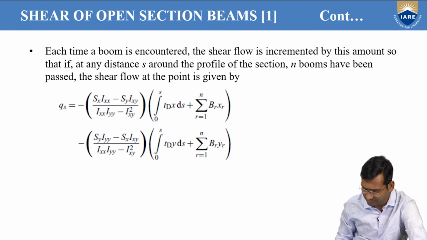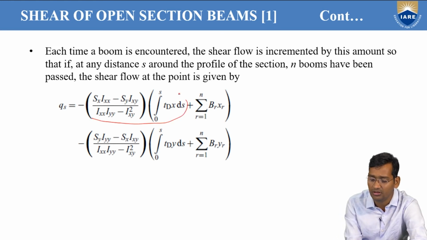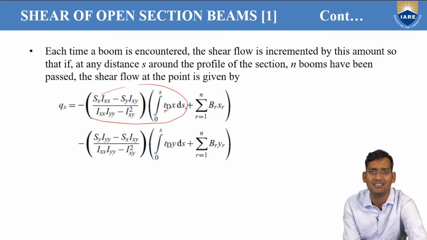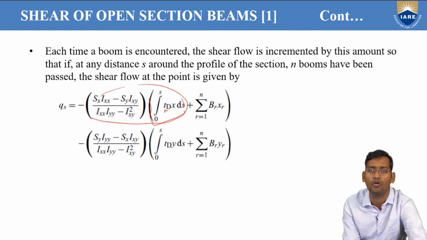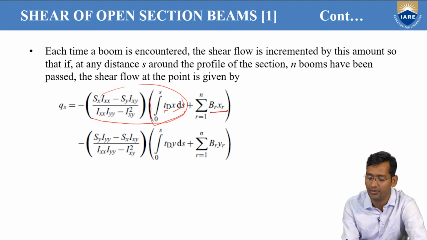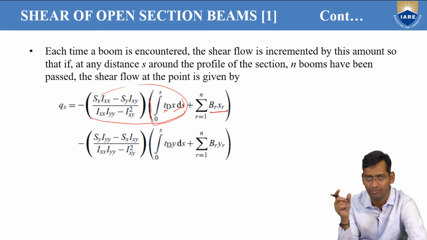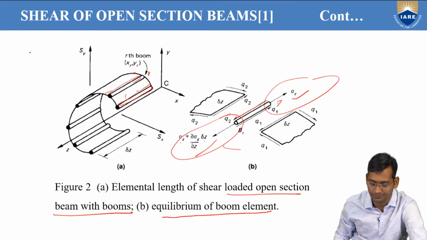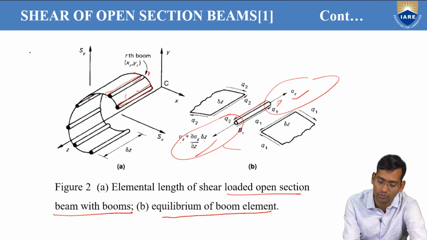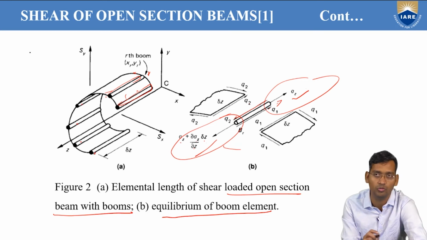So just see here, these things will be the same, because the t_D x ds and t_D y ds terms will also be the same for all the parts. Only how many booms there are matters: the boom area multiplied by the perpendicular distance. So in this figure, how many are there? 1, 2, 3, 4, 5, 6. Six booms are there, right?